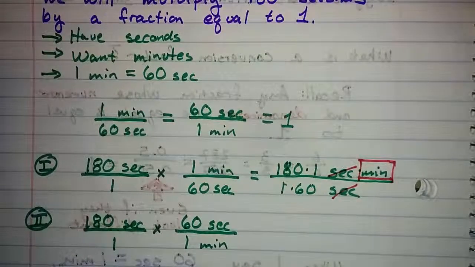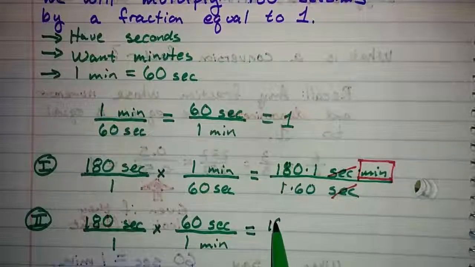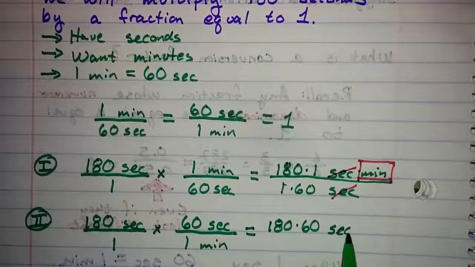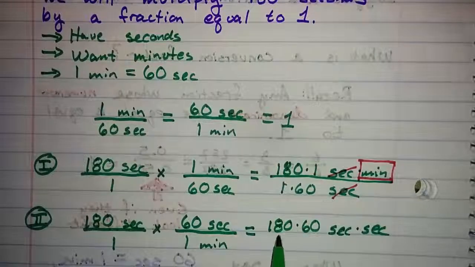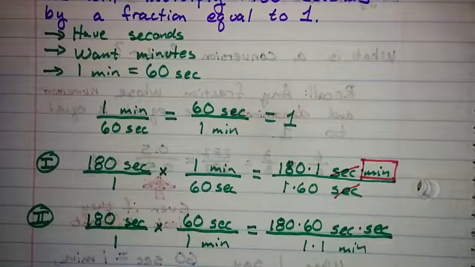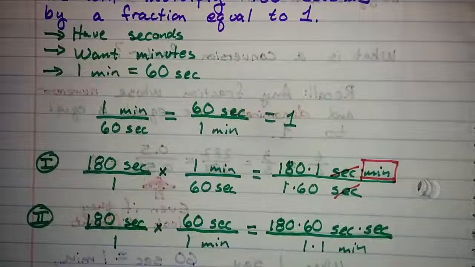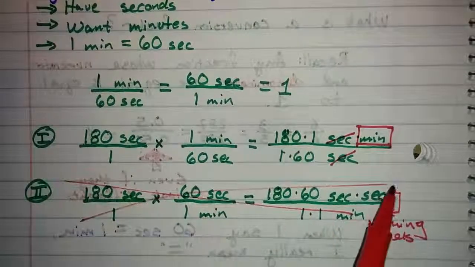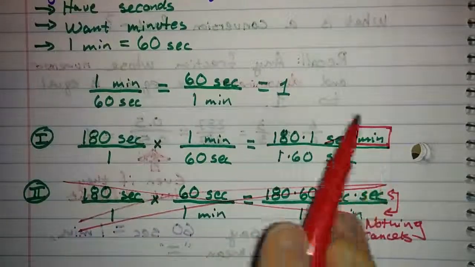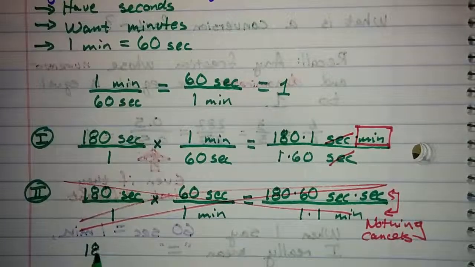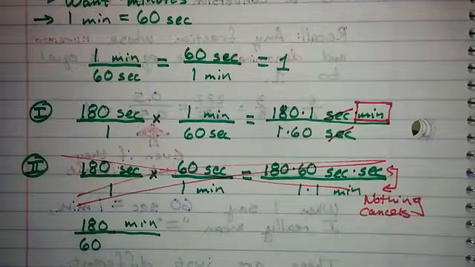Let's make sure the other one doesn't work. Here I would have 180 times 60 seconds times seconds over 1 times 1 minutes. Oh yeah, and I see nothing cancels there. This is not what I want. This is what I want. I want 180 over 60 minutes over no unit at all.